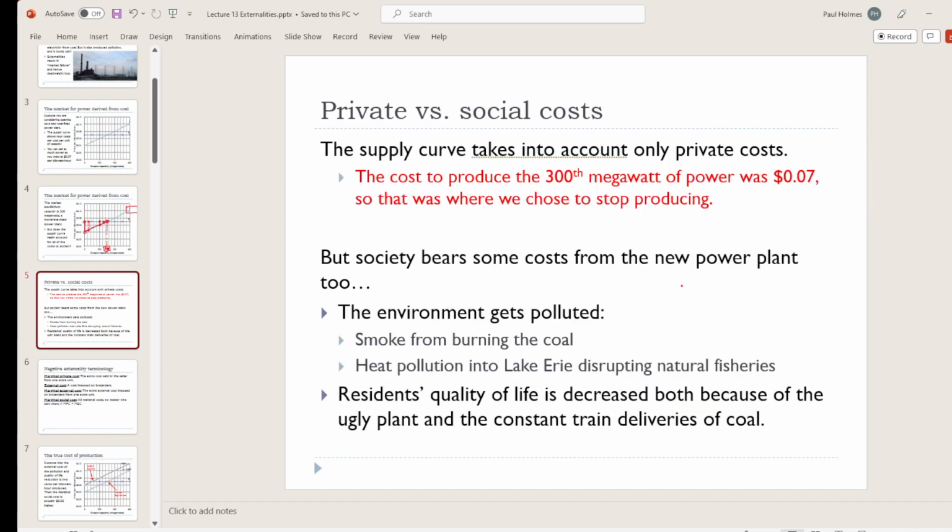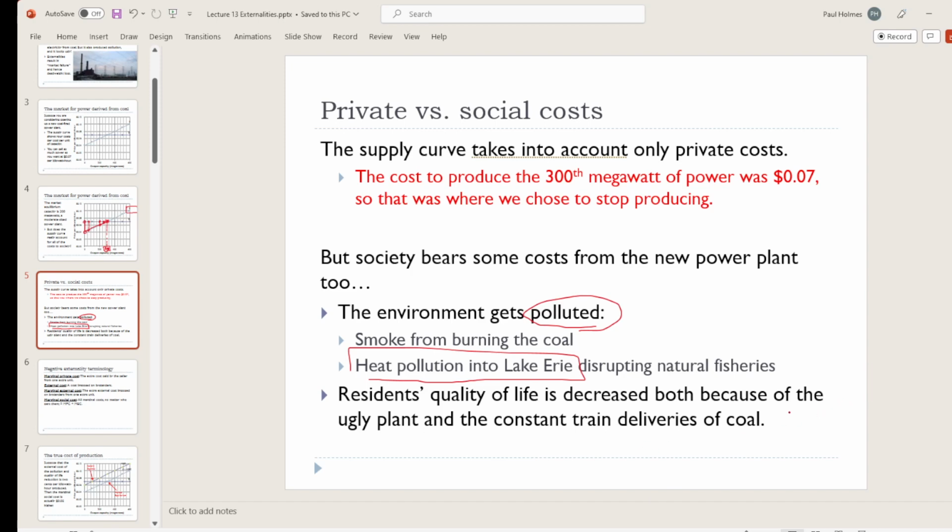But our problem is that there are some additional costs that we're not taking into account. We've got this pollution cost, right? From the smoke, from burning the coal. There's also other potential pollution. There's heat pollution into the lake because burning that coal produces a lot of heat, and so that might disrupt the natural fisheries around the lake.